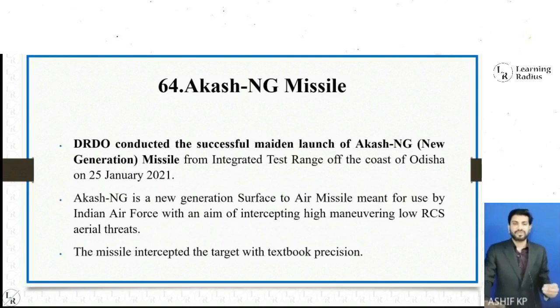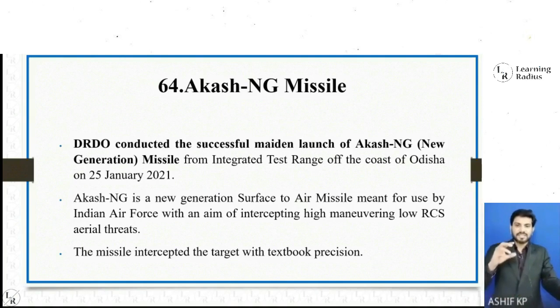So that's the discussion. Now the next one is the Akash-NG missile. DRDO conducted the successful maiden launch of Akash-NG, that is new generation. So N stands for new and G stands for generation. DRDO conducted the successful maiden launch of the Akash-NG new generation missile from the Integrated Test Range off the coast of Odisha on 25th January 2021. Now Akash-NG is a new generation surface to air missile meant for use by the Indian Air Force with an aim of intercepting high maneuvering low RCS aerial threats.